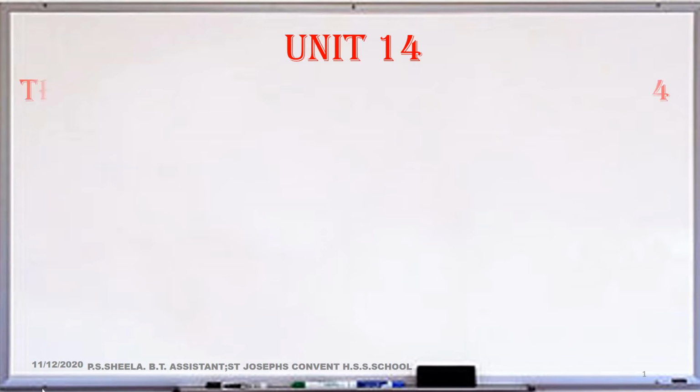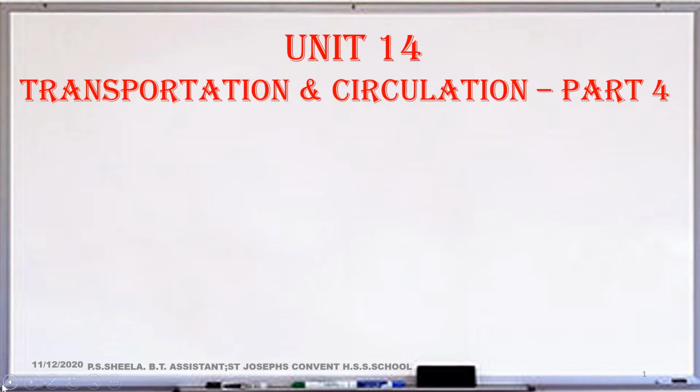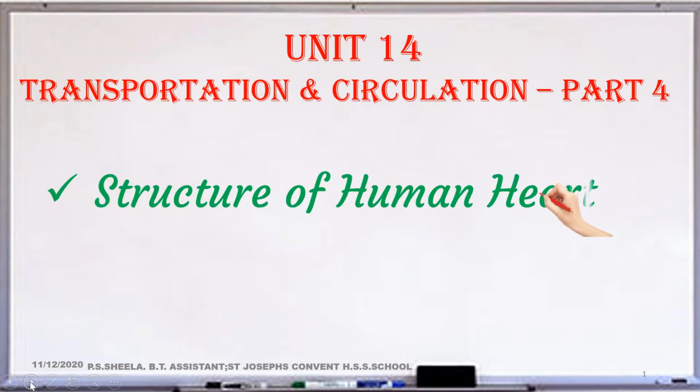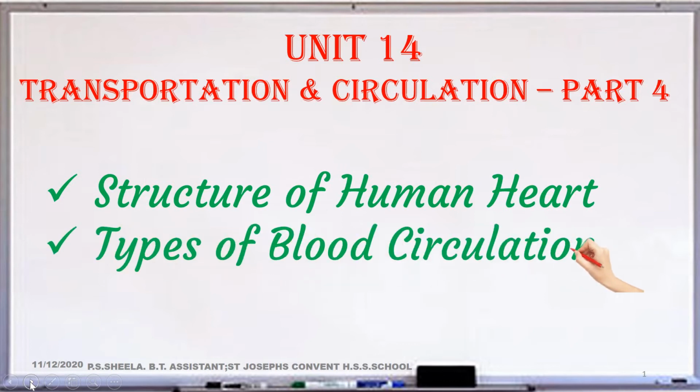In this session, Unit 14, Transportation in Plants and Circulation in Animals, Part 4, we shall discuss the structure of the human heart and types of blood circulation. Before moving on to the learning of the structure of the human heart, we shall have a small recap of our previous knowledge from the previous year about the structure of the human heart.